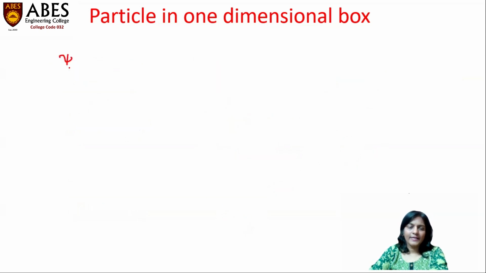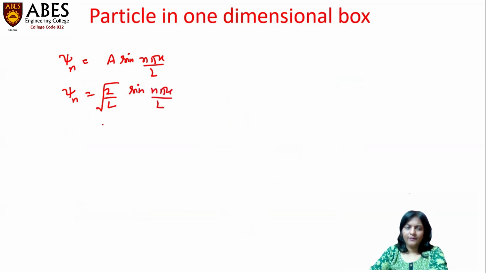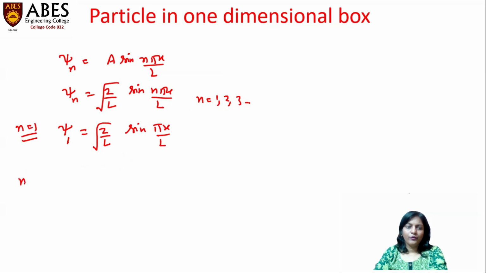It means the wave function psi is A sine n pi x upon L. In place of A, I will put under root 2 by L, sine n pi x upon L. This is the wave function for a particle in a box, where n is equal to 1, 2, 3. So for the ground state, n is equal to 1, psi 1 is under root 2 by L sine pi x upon L. For n is equal to 2, psi 2 is under root 2 by L sine 2 pi x upon L. Similarly psi 3, psi 4.